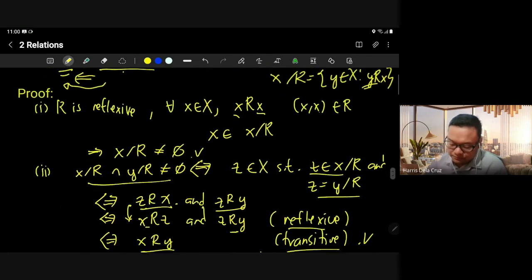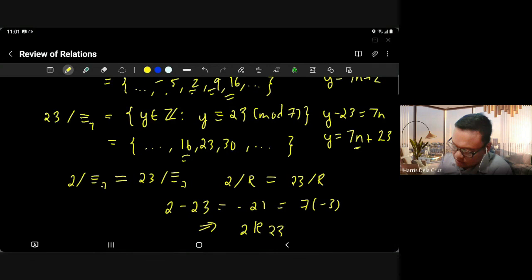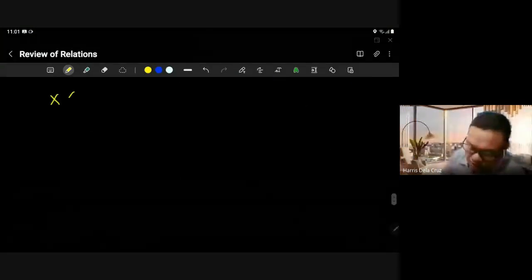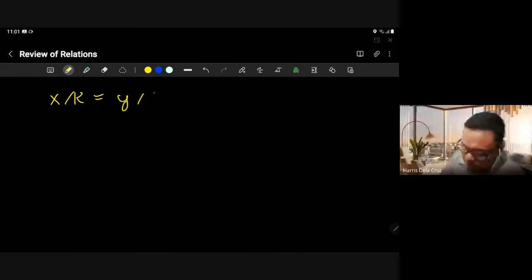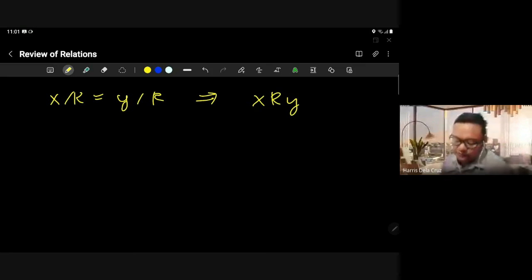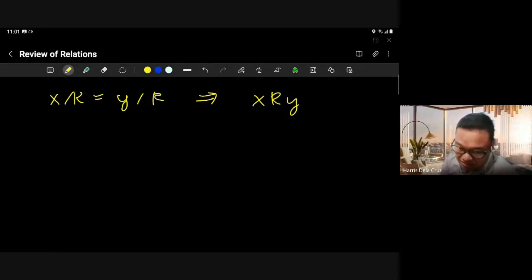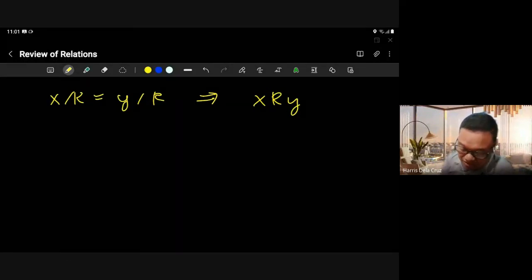Okay? Now, dito naman, let's take a look at the other implication. Pagka daw si x over r equal sa y over r, dapat mapakita mo na ang x related kay y. Okay? Dapat mapakita mo na ng x, well, that's easy to show. Bakit? Kasi ang x over r, pag equal siya sa y over r, edi yung x over r intersection y over r, obviously not empty.